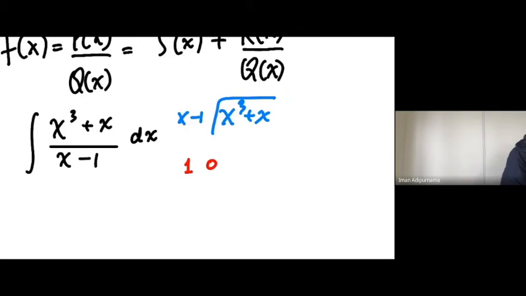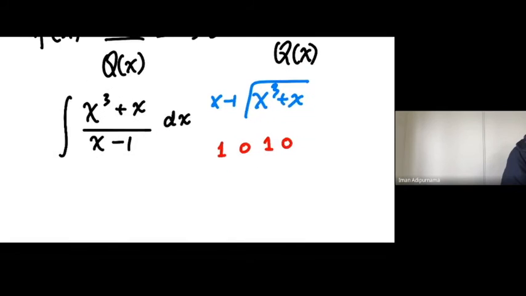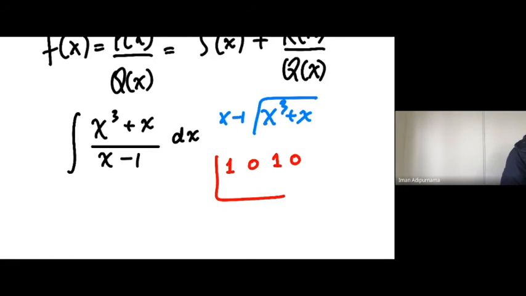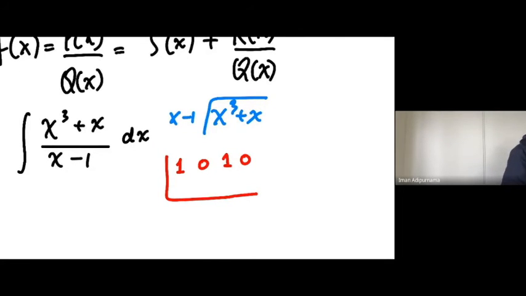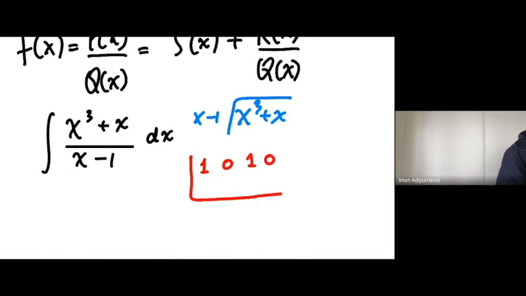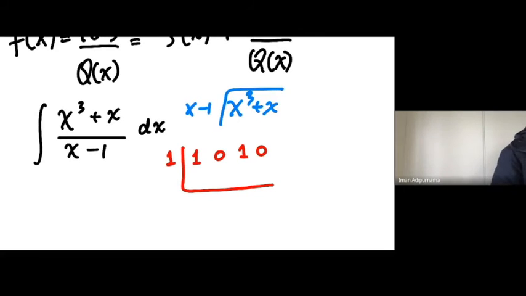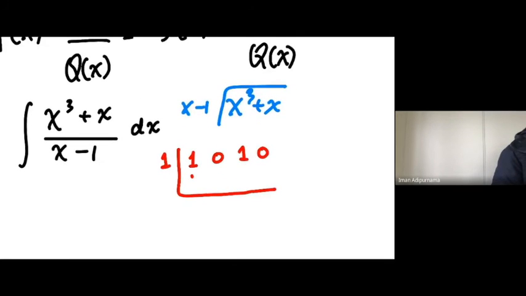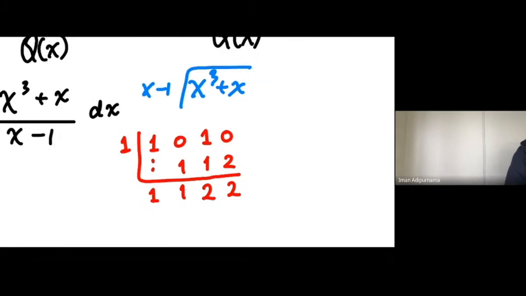So 1, 0, 1, 0. Dividing by x minus 1 means x equals 1. If you put x equals 1 into the function and it is a root, it becomes 0, right? But I believe it's not. It should be the remainder, not 0. So you have 1, 1, 2, 2 here.